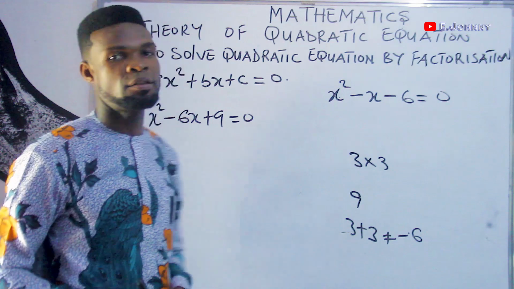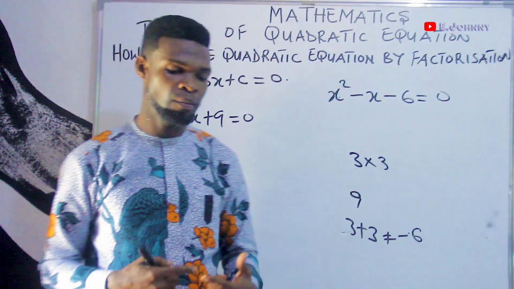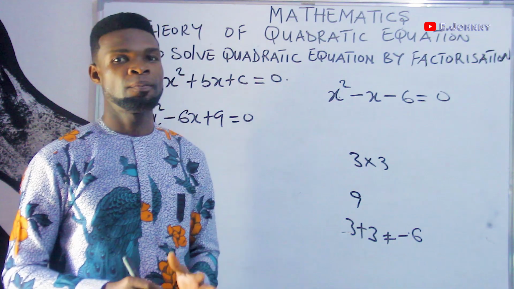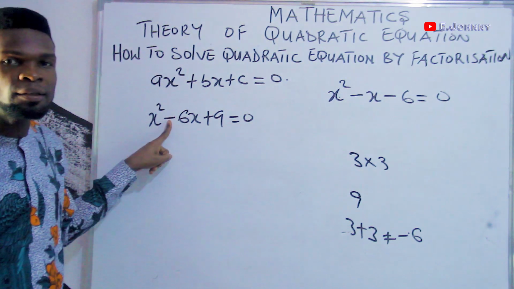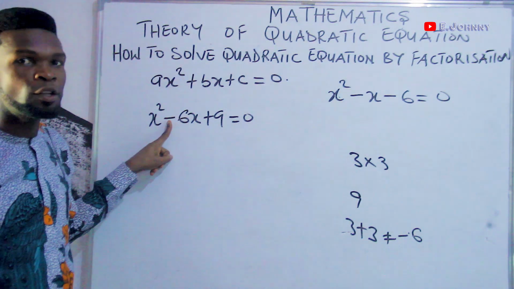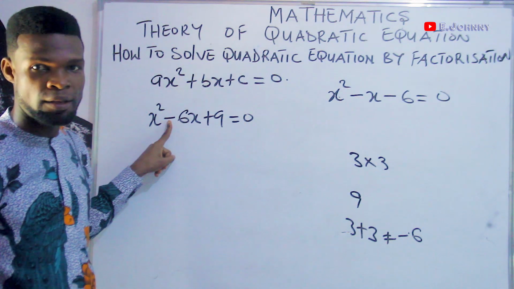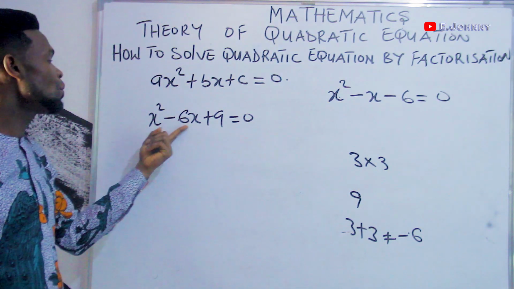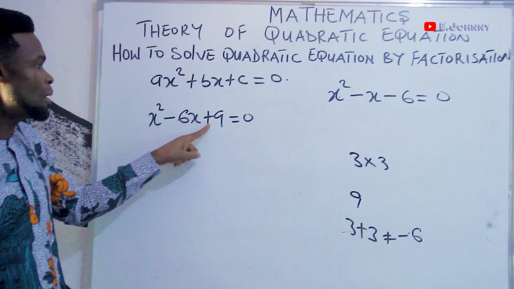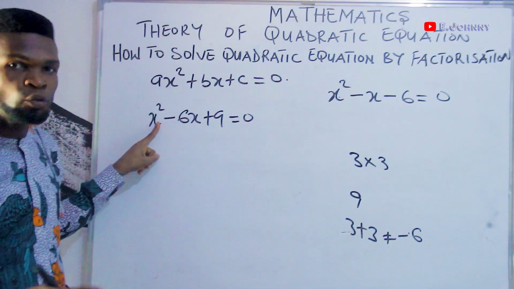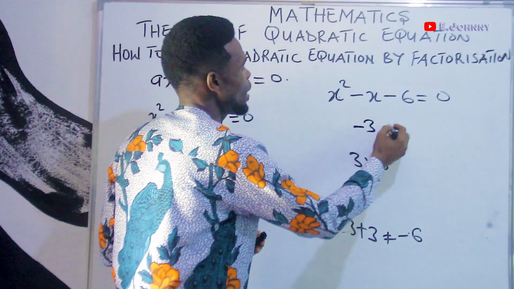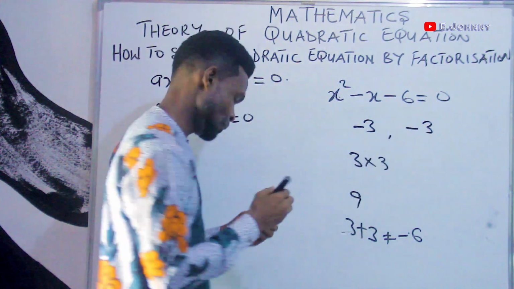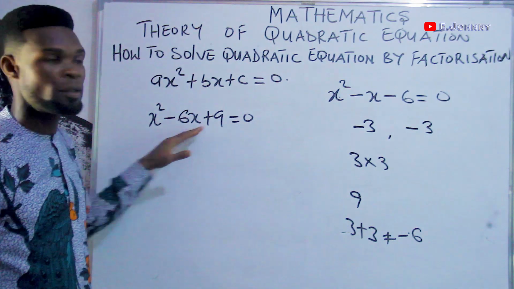But let me say this, because it's been proven true that anytime you have the middle term to be a negative sign, then definitely the two numbers must be negative. That is, if the middle term is negative and the last term is positive, note the two numbers must be negative. So that means that the two numbers will be minus 3 and minus 3. These are the two numbers.